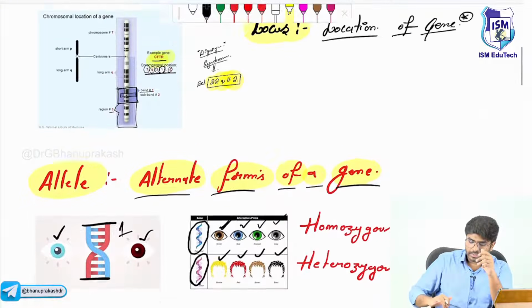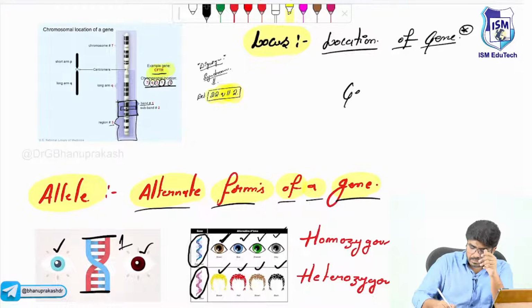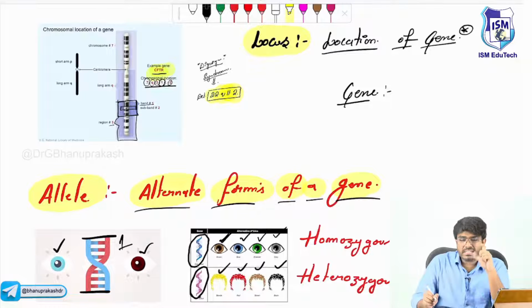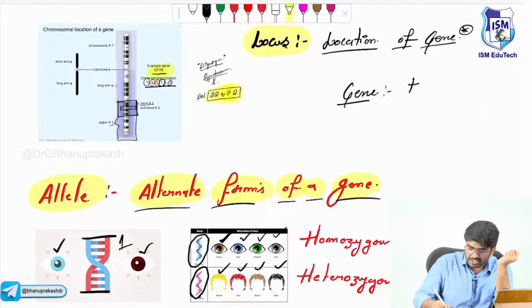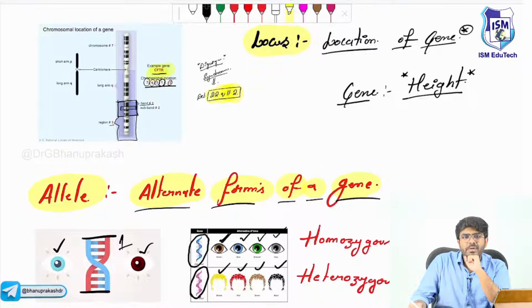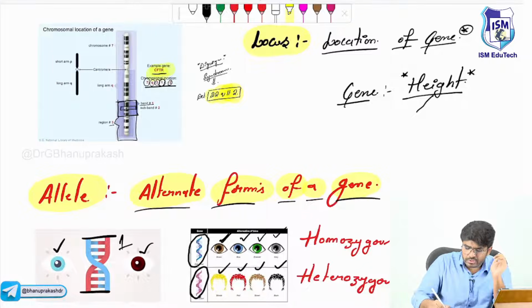For example, let me tell you. First, I will give you a gene. What is that gene for? You should tell me the alleles, the different forms. Now, height gene. Gene for height, the height of the person. Can you tell me what are the alleles possible? What are the alleles which you know?